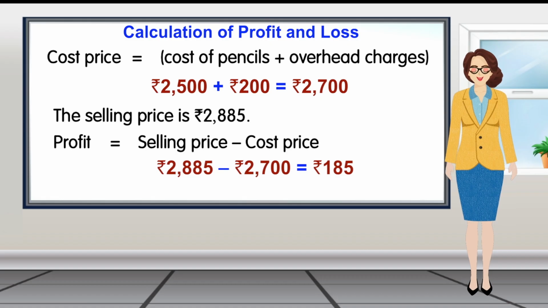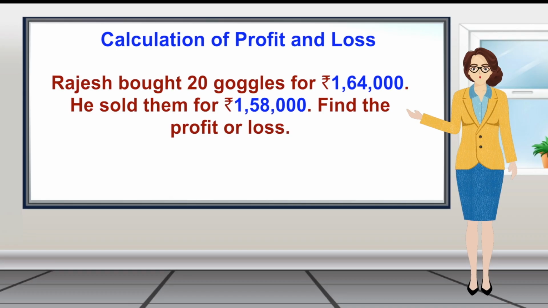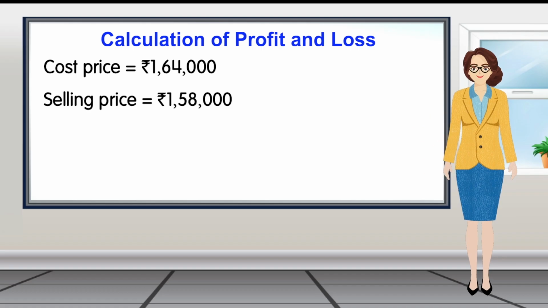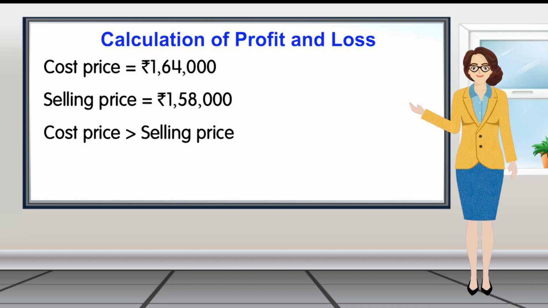Let's learn to calculate the loss. Example: Rajesh bought 20 goggles for rupees 1,64,000. He sold them for rupees 1,58,000. Find the profit or loss. Solution: it is given that the cost price of the goggles is rupees 1,64,000 and the selling price of the goggles is 1,58,000. We can observe that the cost of goggles is higher than their selling price. So Rajesh will bear a loss. The loss is equal to the cost price minus the selling price.